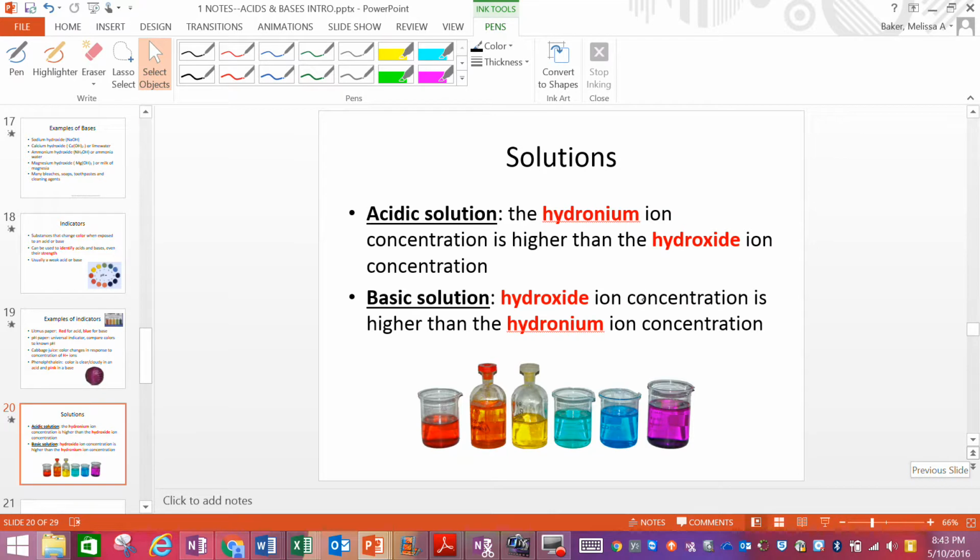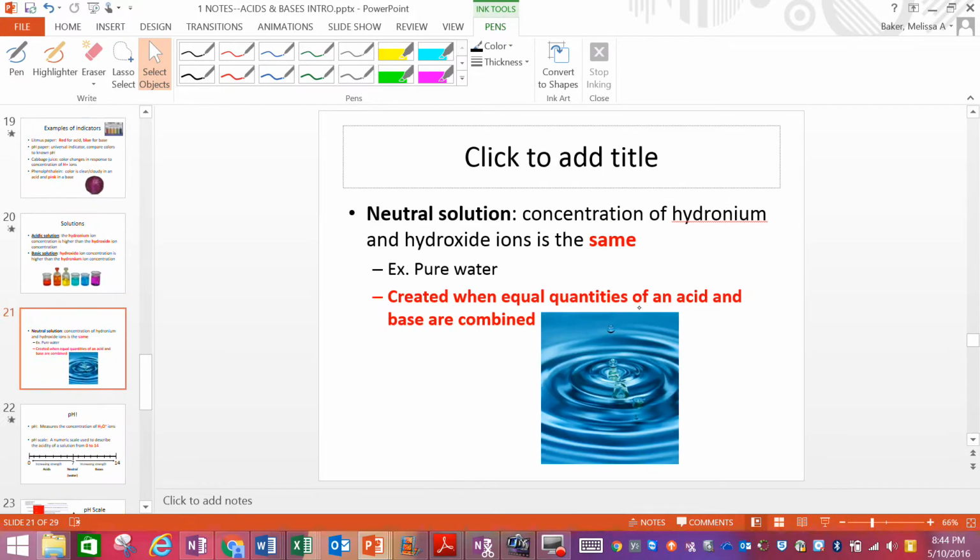So, just to recap, an acidic solution is a solution where hydrogen ions, also known as hydronium ions, are winning. There's more H pluses than there are OH minuses. And a basic solution is the exact opposite. There's more OH minus ions than there are H plus ions. A neutral solution is where you have the exact same amount of both.